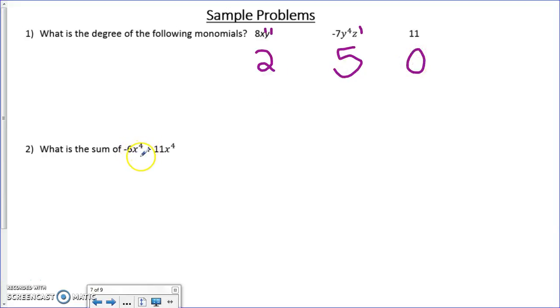What is the sum of negative 6x to the 4th plus 11x to the 4th? These are adding monomials. They are like terms because x to the 4th, so I know that's going to be in my answer. And then I just add the coefficients. Negative 6 plus 11 is positive 5.